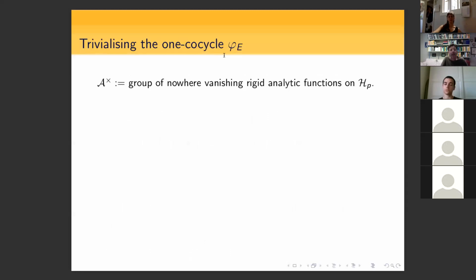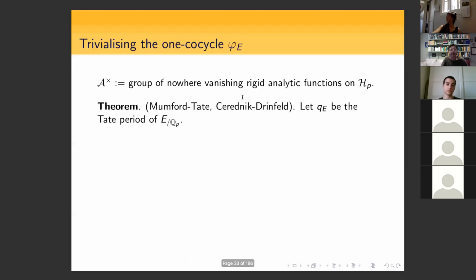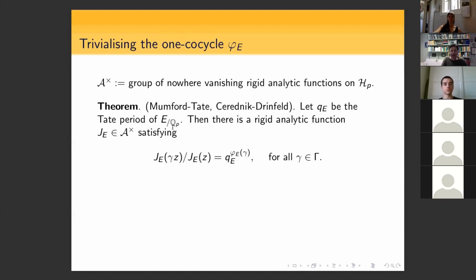And so I let A star be the group of nowhere vanishing rigid analytic functions on the p-adic upper half plane. And then a theorem, which follows from the theory of Mumford and Tate and the theory of Cherednik and Drinfeld on p-adic uniformization of Shimura curves, is that if we let q_E be a very specific p-adic scalar, namely the Tate period of the elliptic curve over Q_p, where E is the elliptic curve which corresponds to the system of Hecke eigenvalues that I had to start with, then I can produce a rigid analytic function, which I'll call J_E, which has this property.